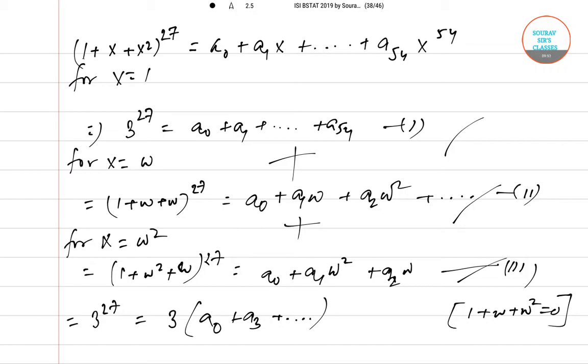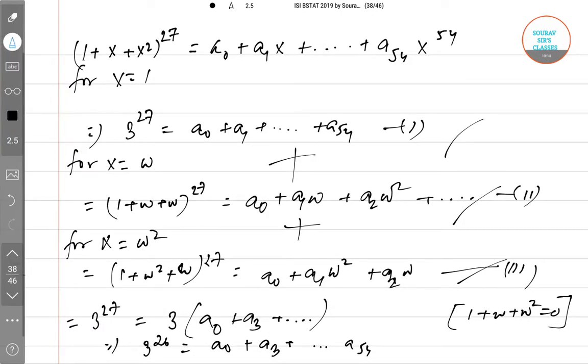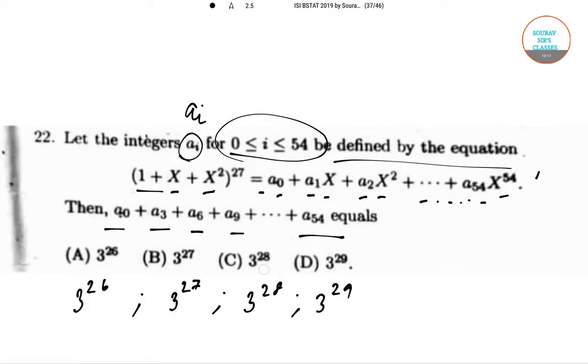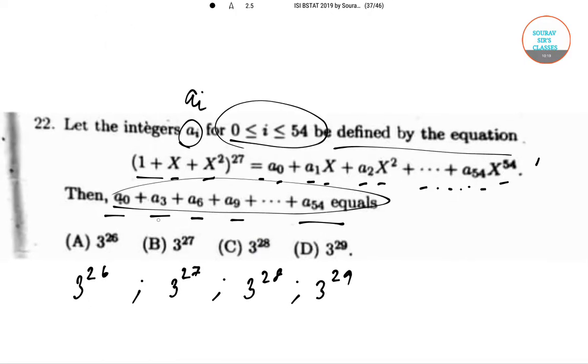So we'll get 3 to the power 27 equal to 3 into (a0 plus a3 plus this thing). And now if we take 3 common from here, it will be 3 to the power 26 equal to a0 plus a3 plus up to a54. So this is what we were asked to find out, and we have found this value to be 3 to the power 26. The correct option is option number A, that is 3 to the power 26. So 3 to the power 26 is the correct option for this question.